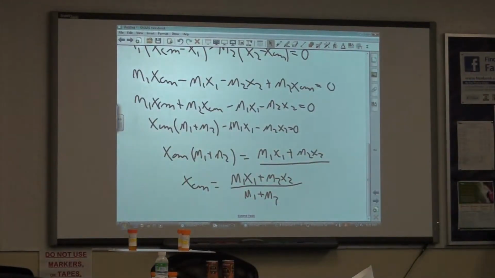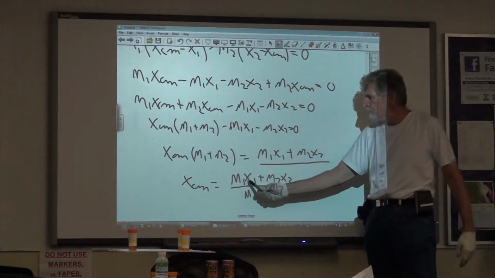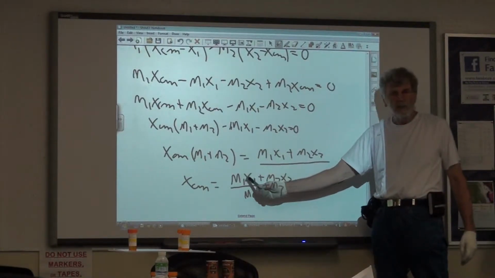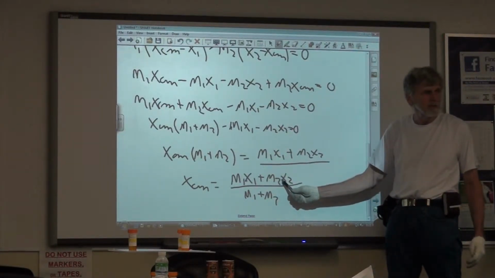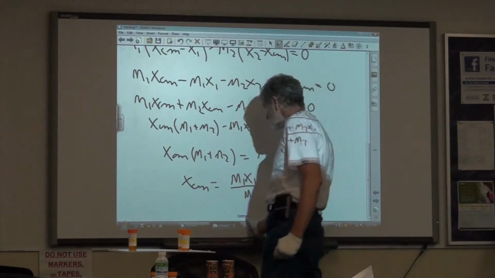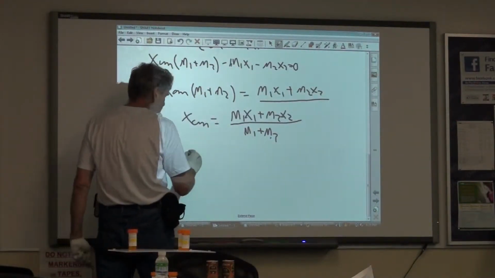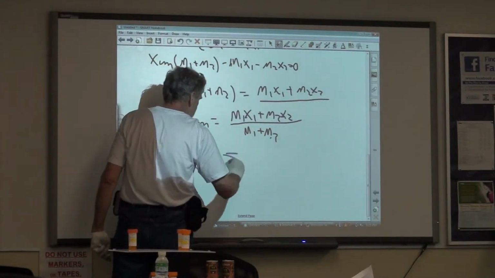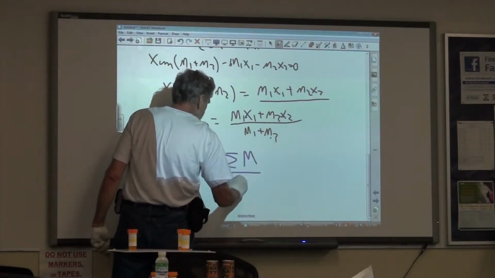So just by doing a little bit of algebra, if you know the moments and the masses that are involved, then you can always find the center of mass. So let's point out what this is. Is this the moment of the first object? Is this the moment of the second object? Is this the sum of the masses? So x, center of mass, which the book calls x bar, is the sum of the moments over the sum of the masses.